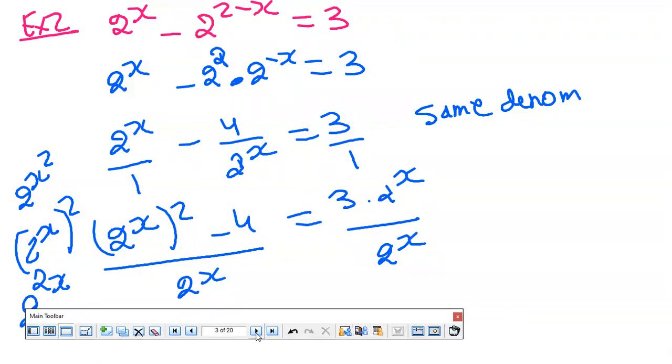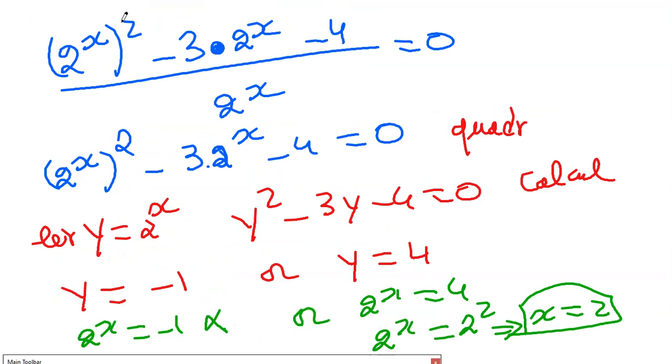And now I will take all to one side, and I have a fraction equal to 0 when my numerator is equal to 0. And now I have 2^x squared minus 3 times 2^x minus 4 is equal to 0. If you look at this expression, on purpose I left it 2^x like this. I didn't write it as 2^(2x) to show you that it reminds me of a quadratic equation. So here it's something squared minus 3 times the same variable minus 4.